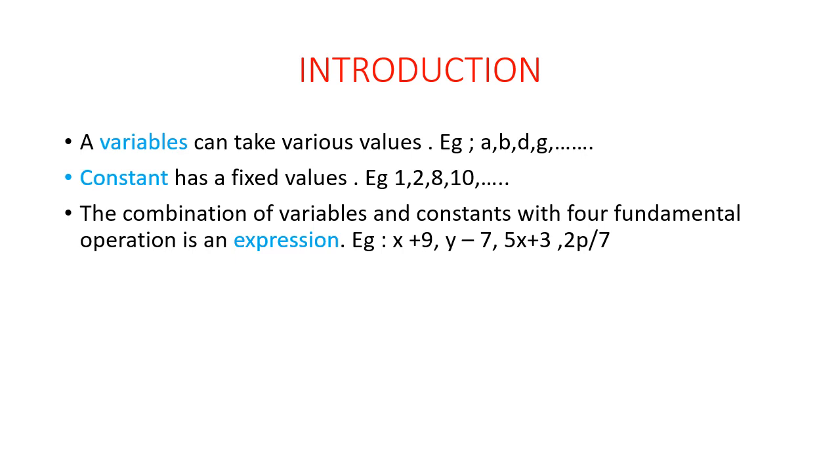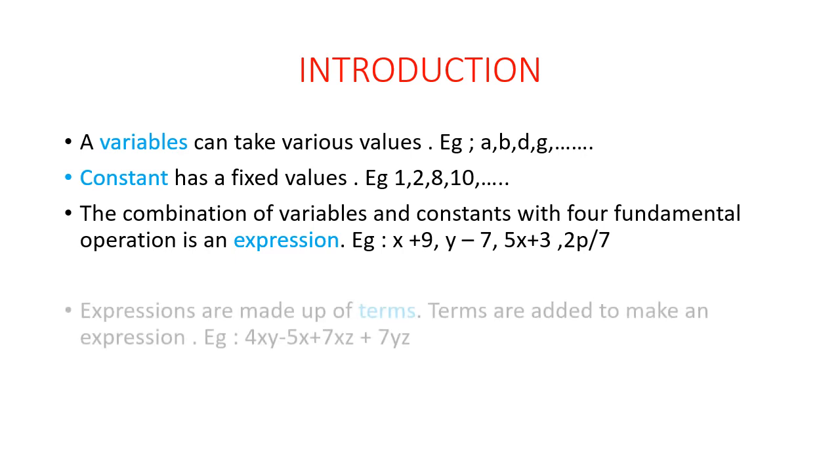Example, x plus 9, here addition, right? y minus 7, here subtraction, and 5x plus 3, here multiplication as well as addition. 5x means 5 into x, multiplication, plus 3 addition. Okay, and then 2p by 7, that is multiplication as well as division.